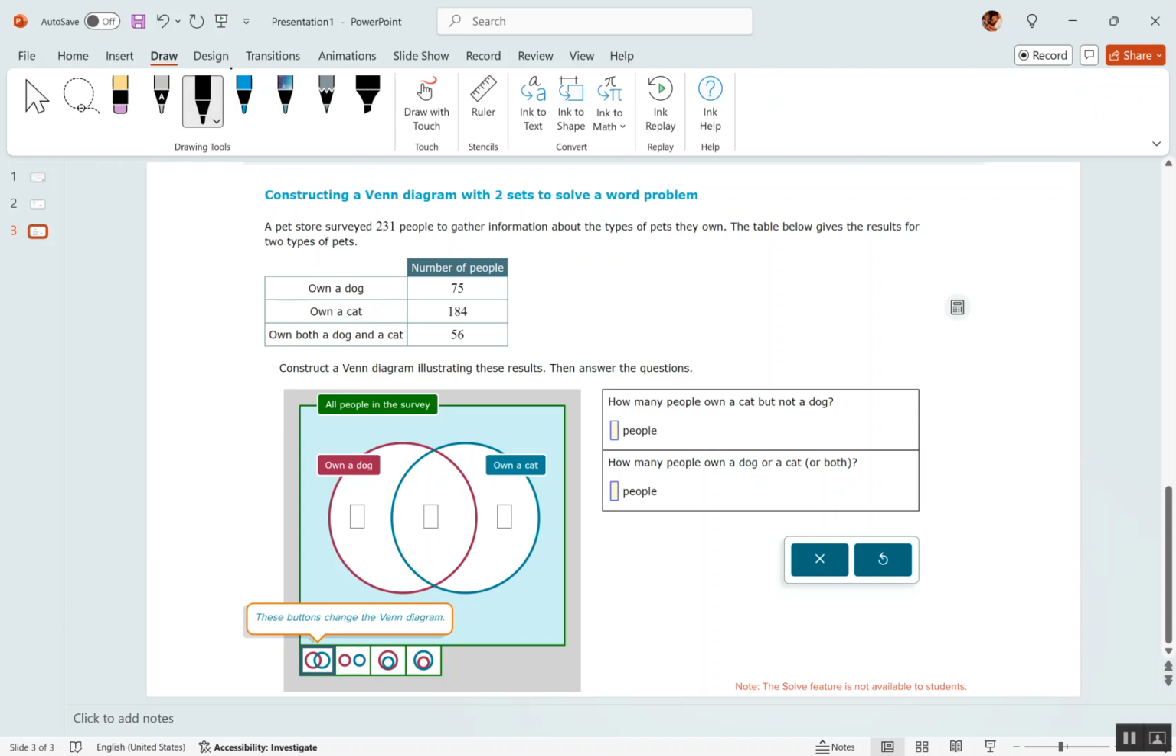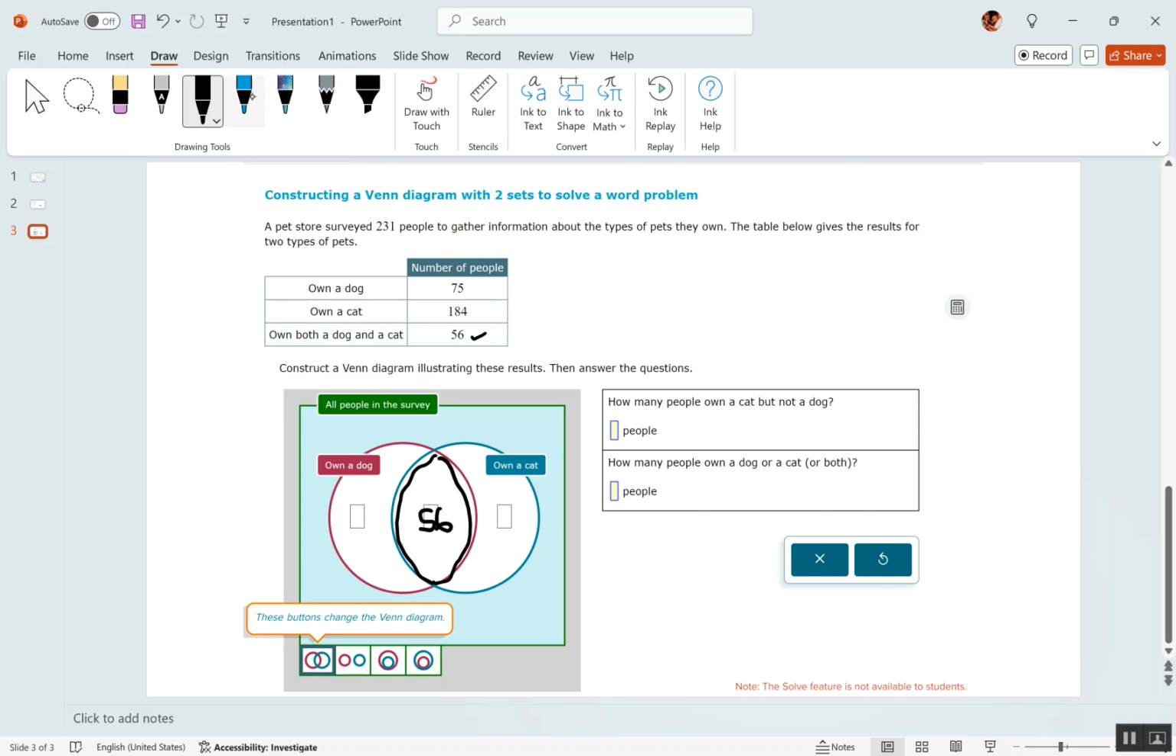When I work on the inside here, inside the red circle, these are the people that own a dog, but it's also inside the blue circle, so these are also people who own a cat. So those in that middle would be the people that own both a cat and a dog. So 56 is going to go here. So I'm starting in the very middle of the Venn diagram. Okay, so that one's taken care of.